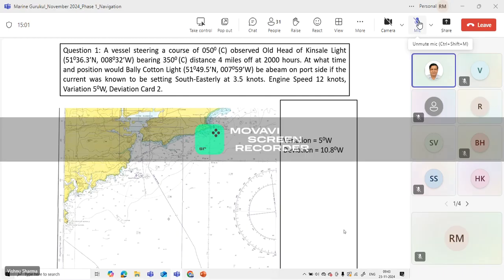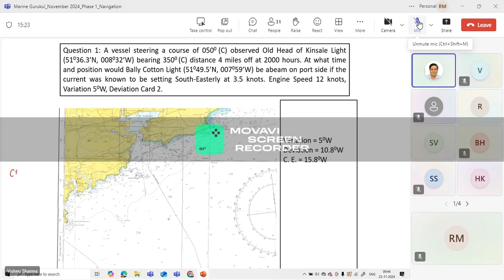Okay, everybody understands. So that means now the compass error will be the algebraic sum of these two. Compass error is 15.8 degrees west. Absolutely right. What is my compass bearing? Okay, first let's correct the course. What will be the correct course?